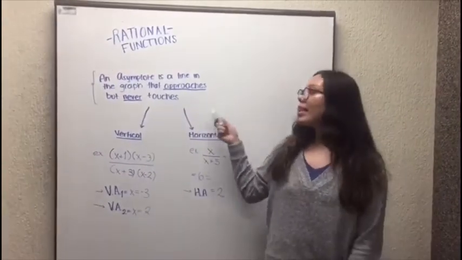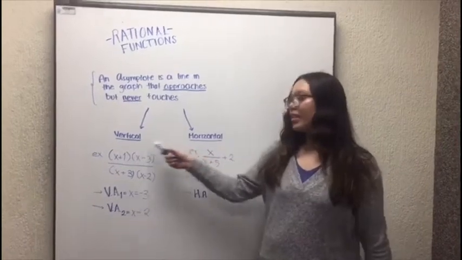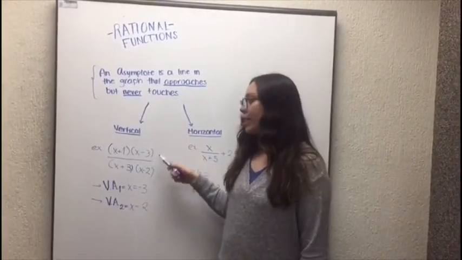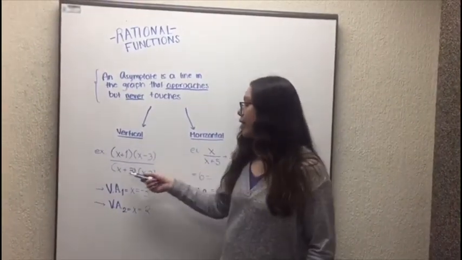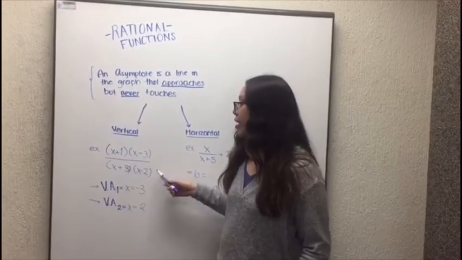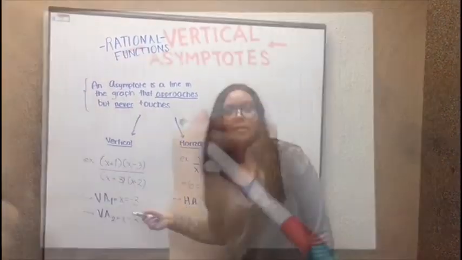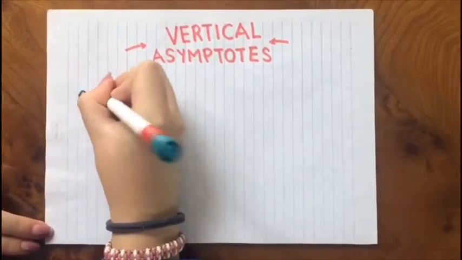Asymptotes. An asymptote is a line in the graph that approaches but never touches. There are two types of asymptotes, vertical and horizontal. Here is an example of vertical asymptotes and how to get them. First, you have to factorize, and once you have already factorized, you have to evaluate to 0. Once you evaluate to 0, you get the factors of vertical asymptotes. Here I'm going to put an example of an already factorized function.